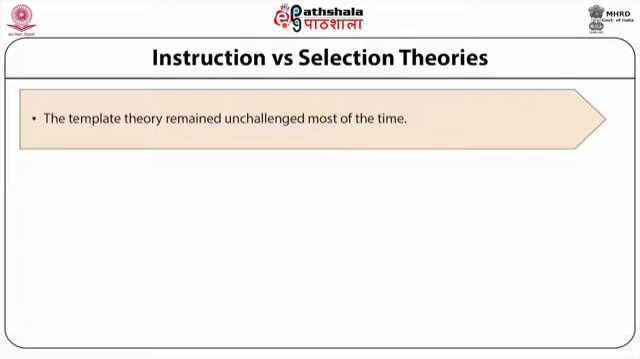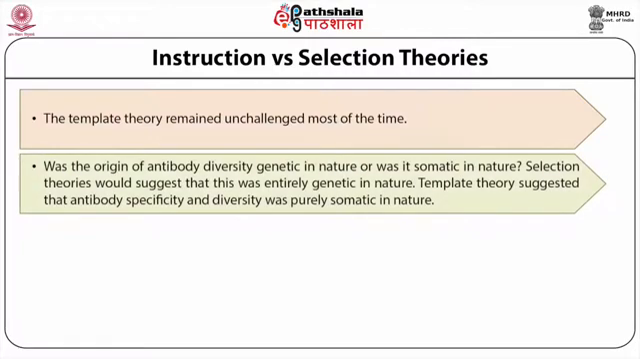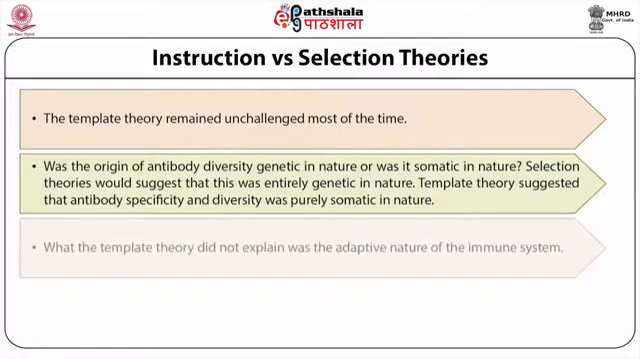It may be added that there was another dimension of the debate. Was the origin of antibody diversity genetic in nature, or was it somatic in nature? Selection theories would suggest that this was entirely genetic in nature. Template theory suggested that antibody specificity and diversity was purely somatic in nature. What the template theory did not explain was the adaptive nature of the immune system. Immune system has a memory. Vaccinology initiated by Jenner and developed by Pasteur required it.